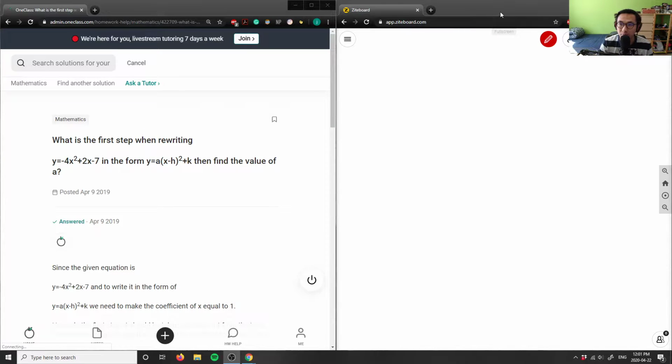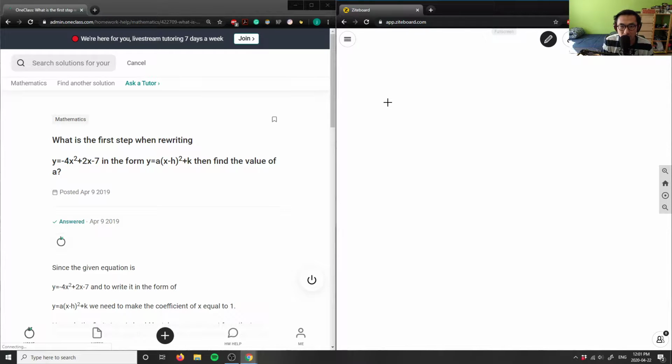So we have 10 problems again for today, just in the hour. And what we're going to do is start with number one. Number one says: what is the first step when rewriting y equals negative 4x squared plus 2x minus 7 in the form y equals a times (x minus h) squared plus k, and then find the value of a.